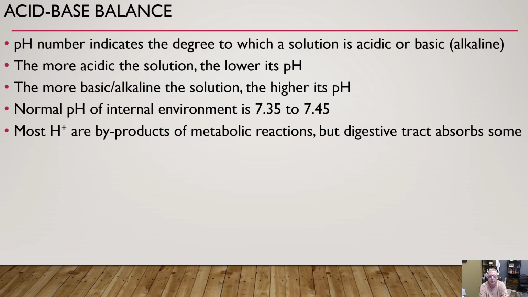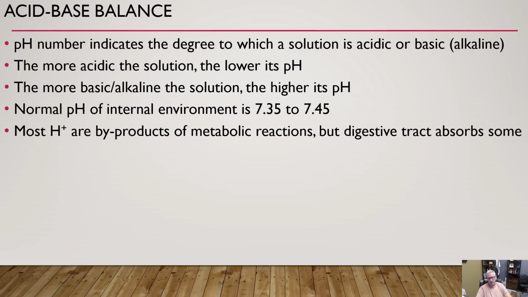And so we know that the pH scale runs from 0 to 14, and a pH of 7 is neutral. And so anything less than 7 would be acidic, and a pH of anything greater than 7 would be basic or alkaline. And when we talk about the blood, typically the pH of blood is going to be 7.35 to 7.45. So we could say that the normal pH of our internal environment, or the normal pH of our body, is 7.35 to 7.45.